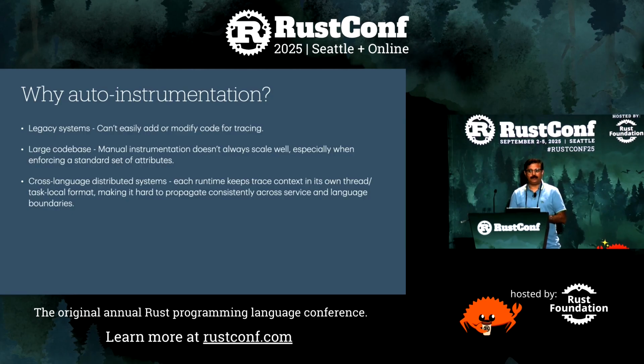Third, cross-language distributed systems. Each runtime, each language has its own way to store the trace context, could be in a task local or a thread local. It's a format which is supported by the language implementation, and it's really difficult to propagate that trace context from one language to another in case the application is a mixed-language application. So that's another reason where auto-instrumentation can really help to set up the complete tracing pipeline.